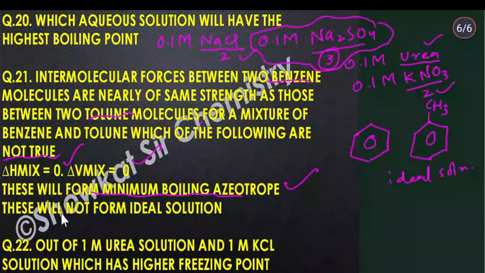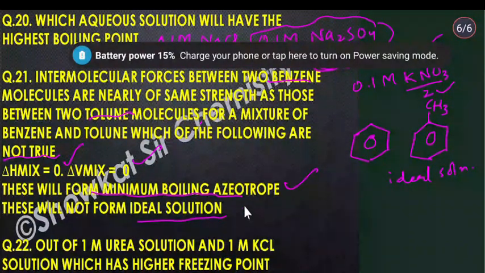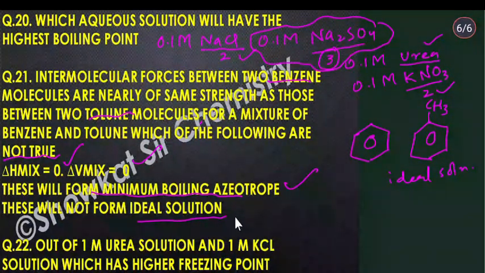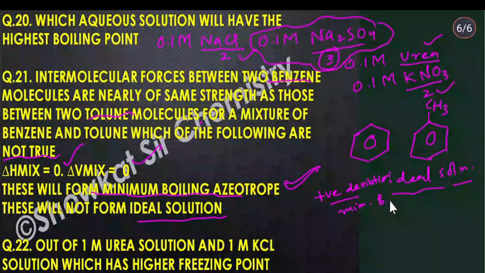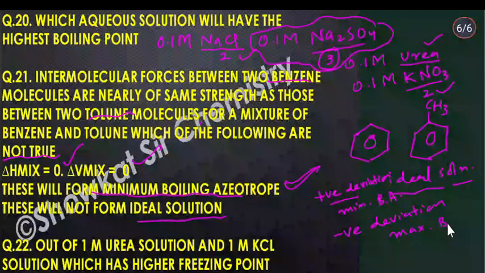Next we will see, these will not form ideal solution? They will actually form ideal solution because I already told they will form ideal solution. So you have to tell which is not true. That is this one, option C, because here you will remember that those non-ideal solutions which show positive deviation form minimum boiling azeotrope, right? And those non-ideal solutions which show negative deviation will form maximum boiling azeotrope, right?